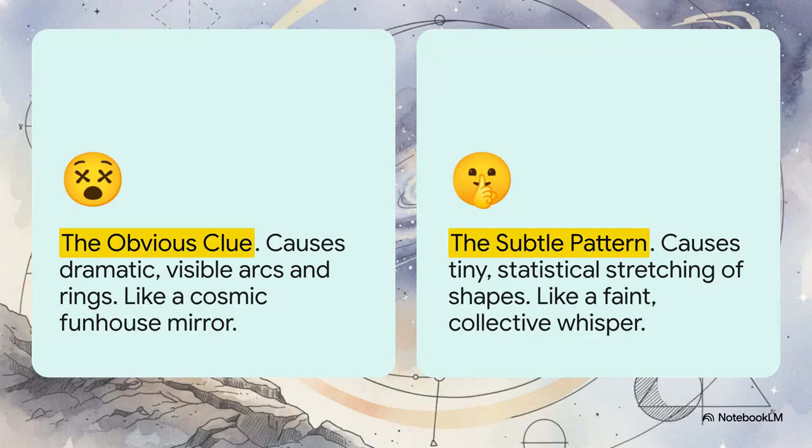What's really cool is that this lensing comes in two different flavors. You've got the really obvious kind, called strong lensing. That's when everything lines up just right and you get these wild, distorted arcs and rings. It's like a cosmic funhouse mirror. But most of the time, the effect is way more subtle. That's weak lensing. It's just a tiny, almost impossible to see stretching of a galaxy's shape. It's not flashy, but it's happening all over the place.